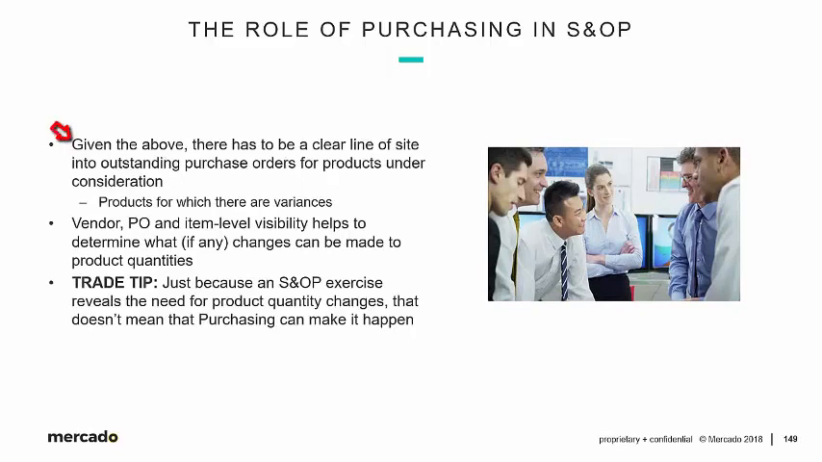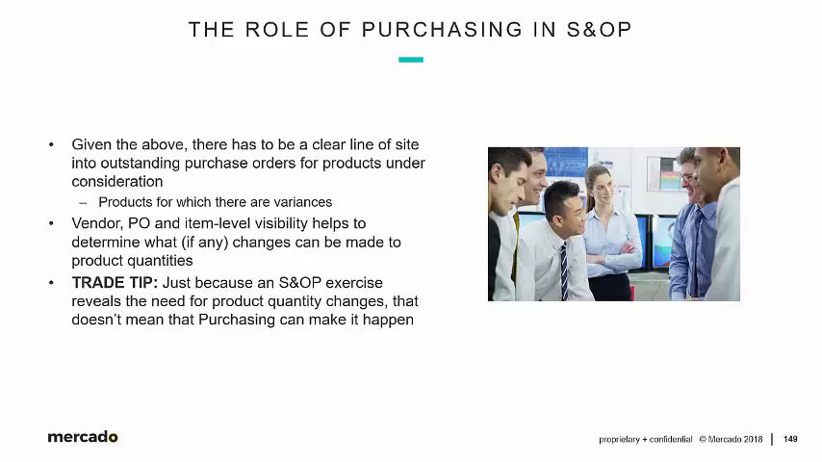Given the above, there has to be a clear line of sight into outstanding purchase orders for products under consideration, meaning items that have been identified for some needed adjustment in a sales and operations planning meeting, and tying those items into either existing or non-existing purchase orders. This is the key tie-in for purchasing here, because as we well know, the purchase order is what drives what's going to be procured from vendors.